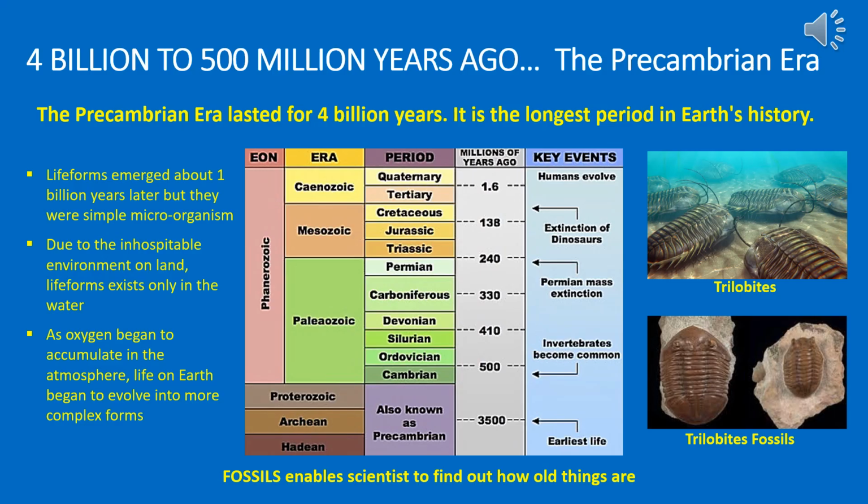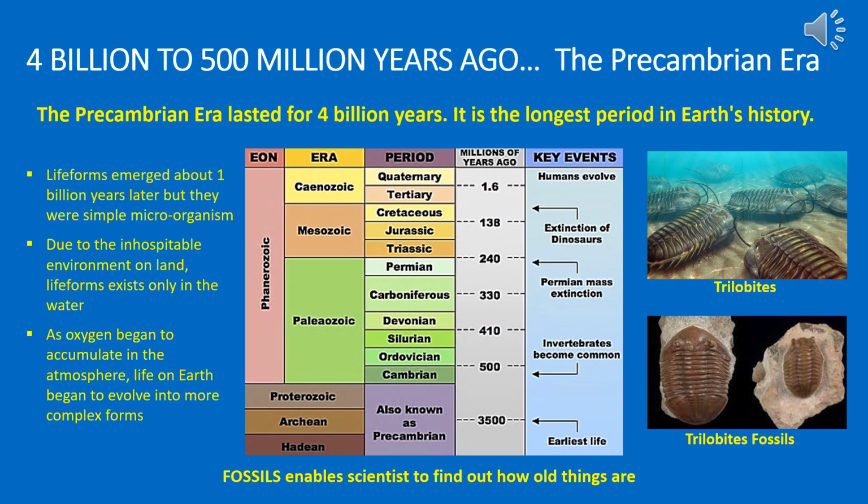Earth is more than 4 billion years old. Wow, that's a big number. 1 billion equals 1,000 million. And as we know, 1 million is already a big number. So 4 billion years ago was a very long time.